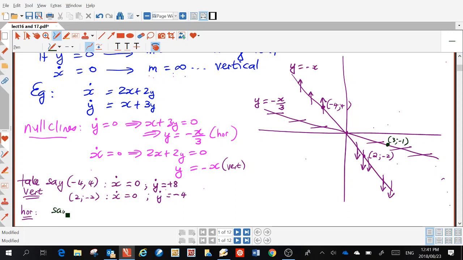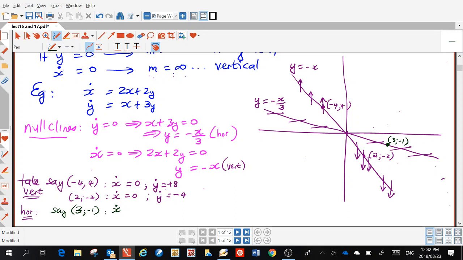Say we take 3, minus 1. Now x dot should not be 0. Y dot is 0 here. When we say y dot is 0, it means nothing going up, nothing going down. It's stationary in the y direction, but it's moving this way. I just need to know which way to point the arrows. If it's plus, we go to the right. If it's negative, we go to the left.